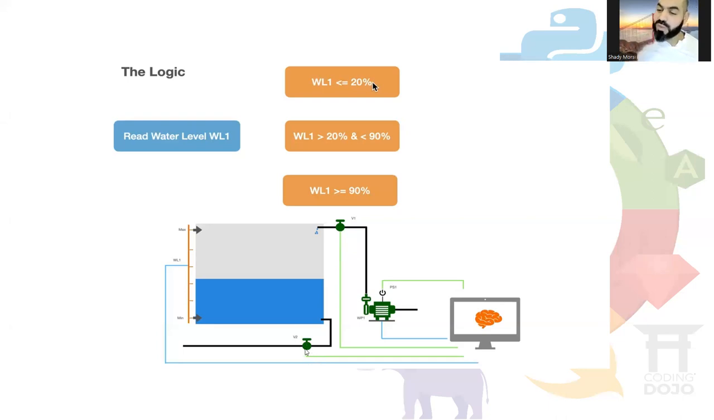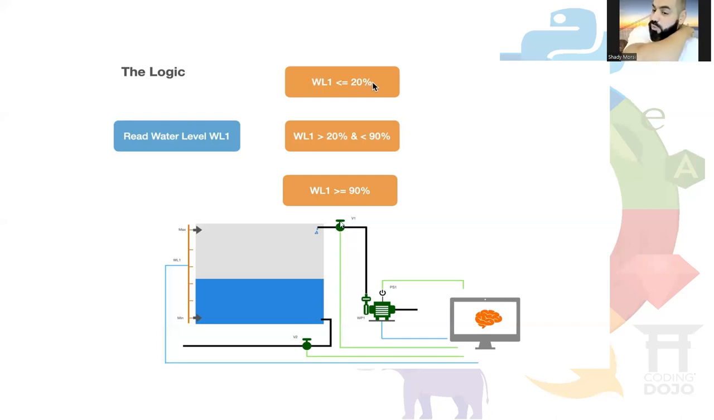So this is all what you need to do as an engineer. They call these PLC engineers, or OT engineers, okay? They need to think about what needs to be done at that time. At that time, guys, I don't want to add more water, so there is no point in keeping the pump running, okay? So I will switch off the pump, and then I will close the valve.